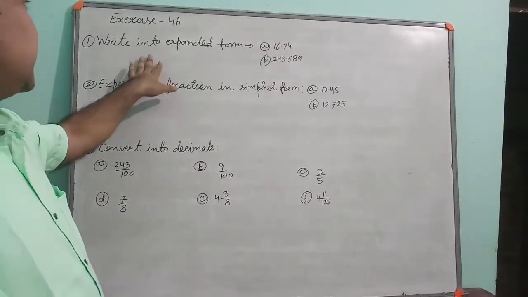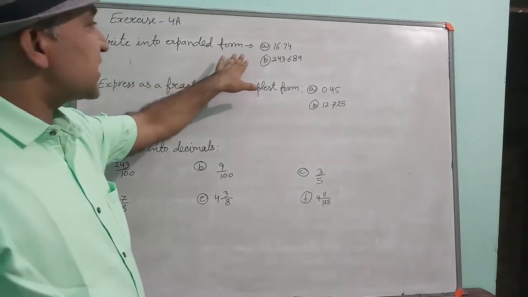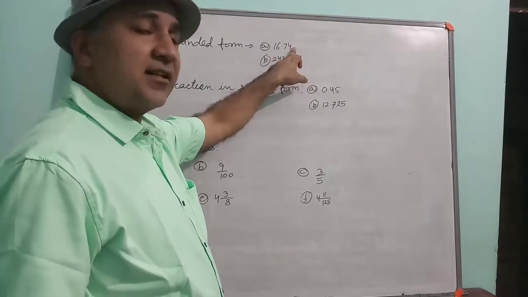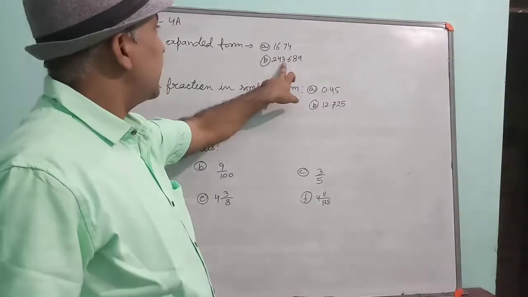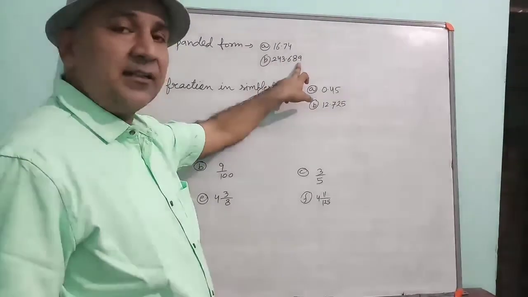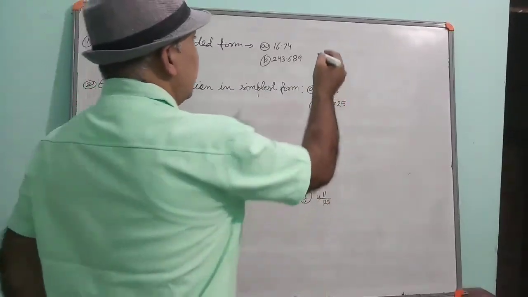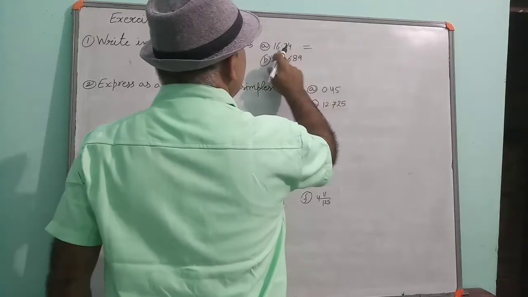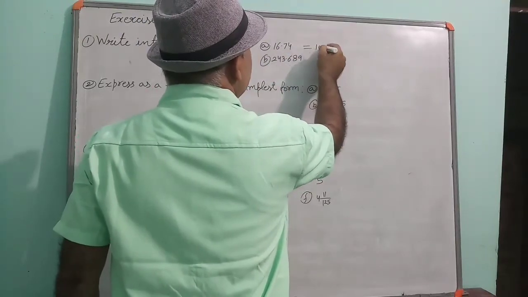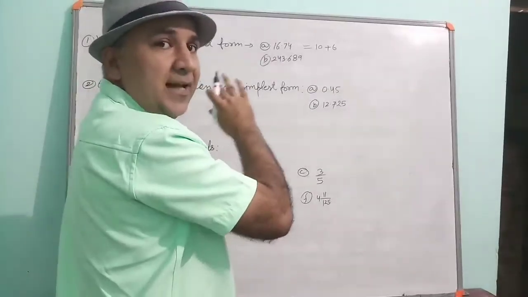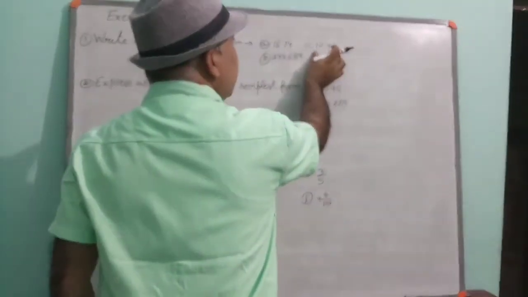Just like the first question I have written, write into expanded form. Here 16.74, that is the decimal number. 243.689, that is also a decimal number. We have to write it in expanded form. So see how to write. 16 will be written as 10 plus 6 in the standard form. When you expand it, that is the method.